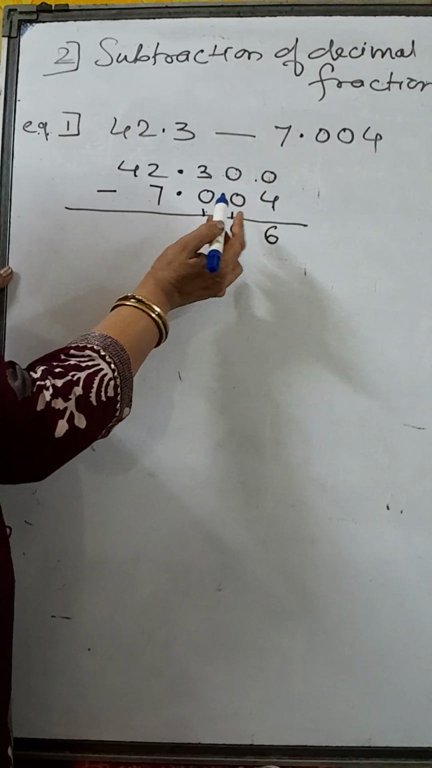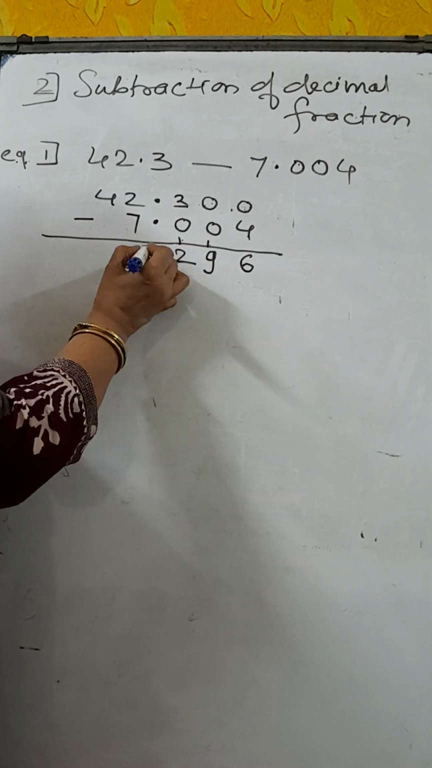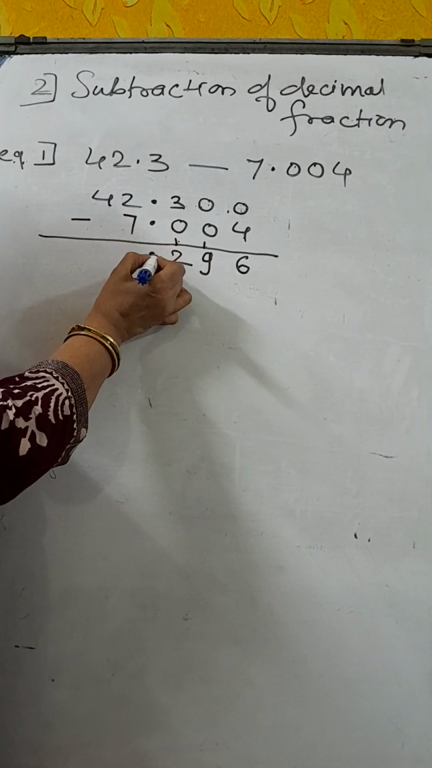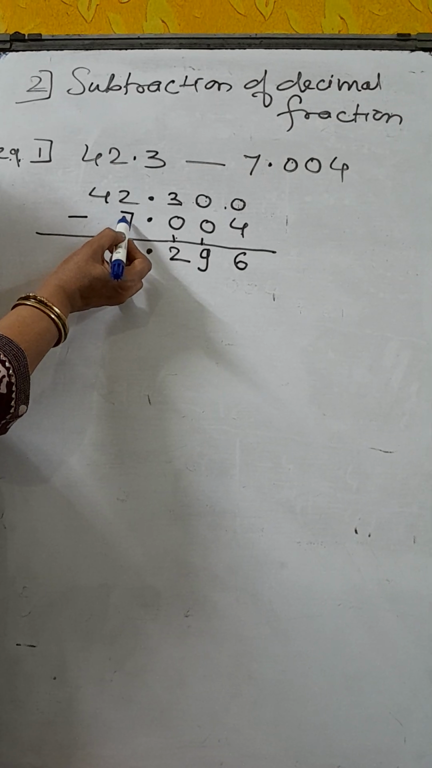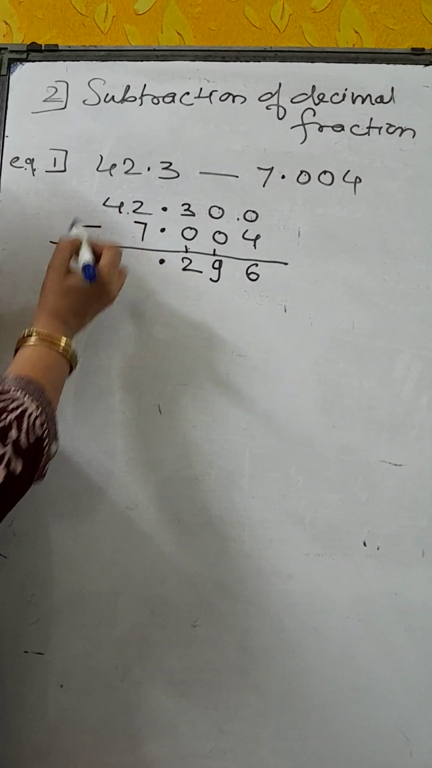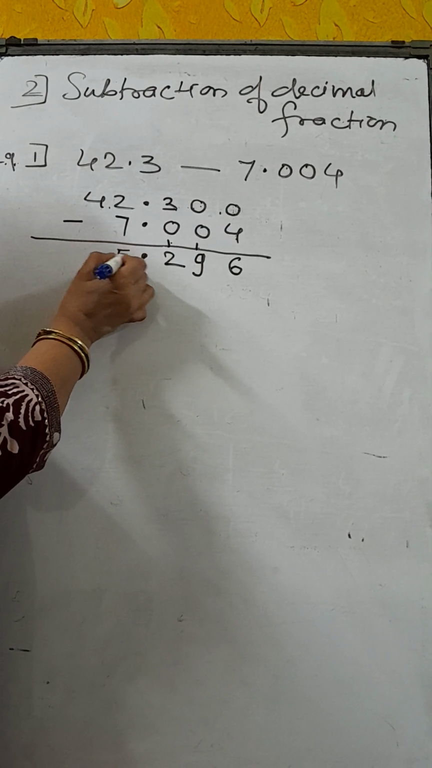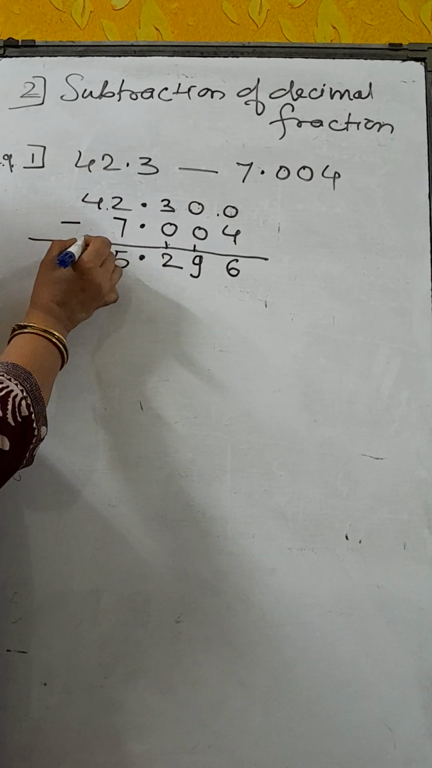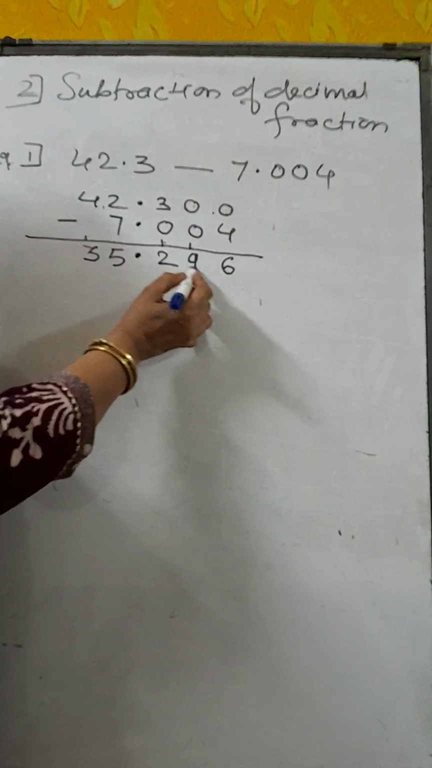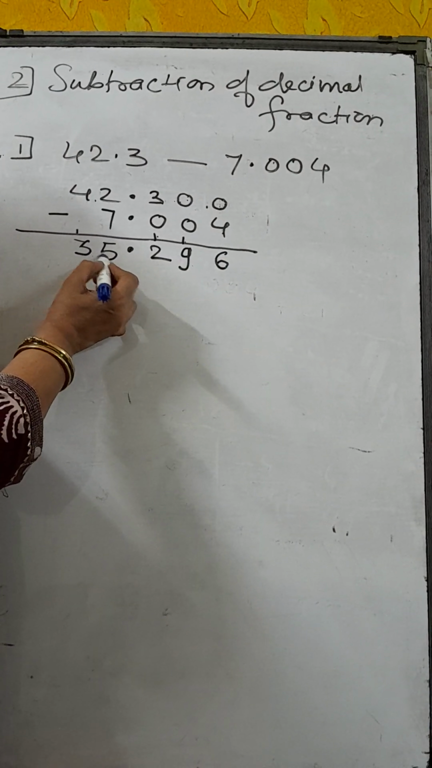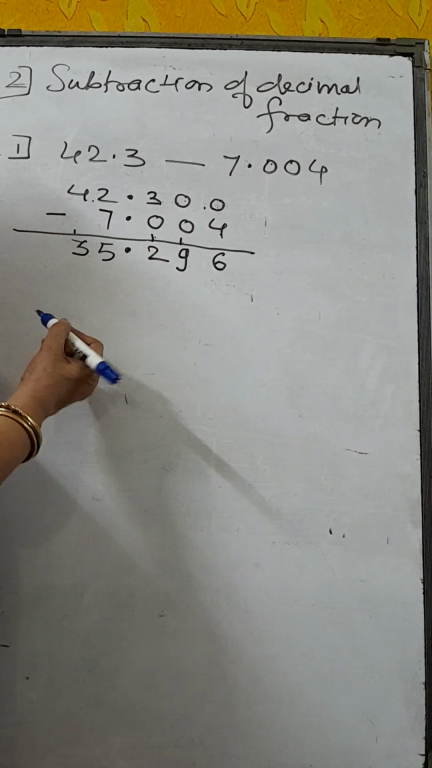3 minus 1, from 3, 1 we can cut. 3 minus 1 is 2, and this is your decimal point. Can we cut 7 from 2? No. So 2 becomes 12. From 12, 7 minus, that is 5. 1 carry. 4 minus 1 is 3. So the answer is 35.296. How to read? 35.296. This is one example.